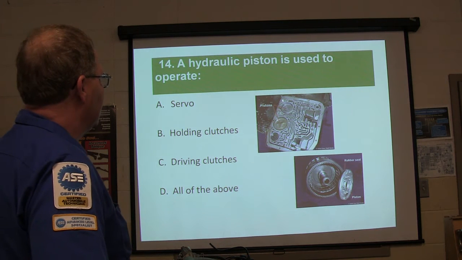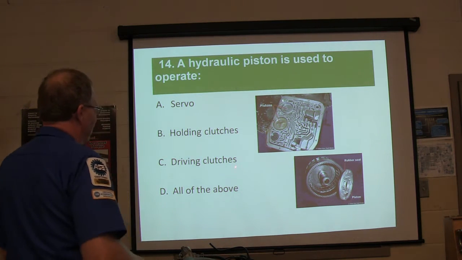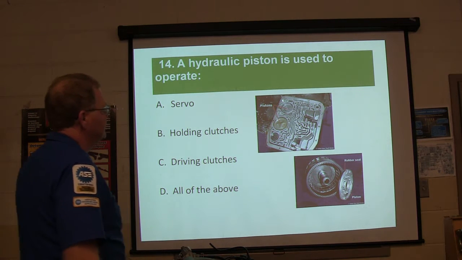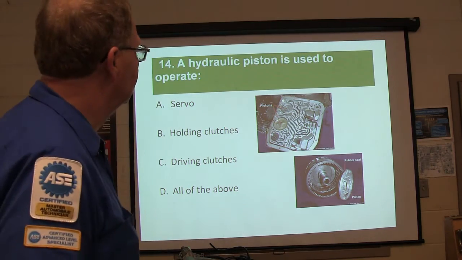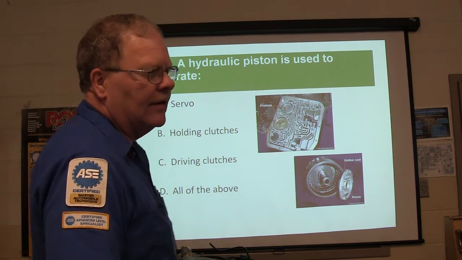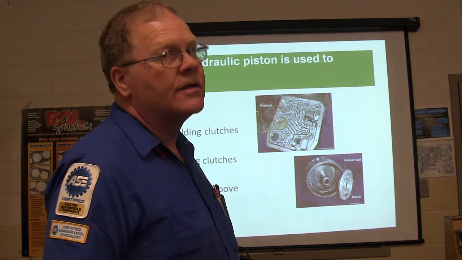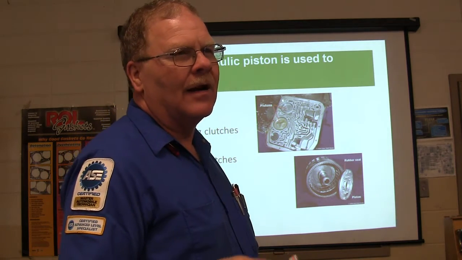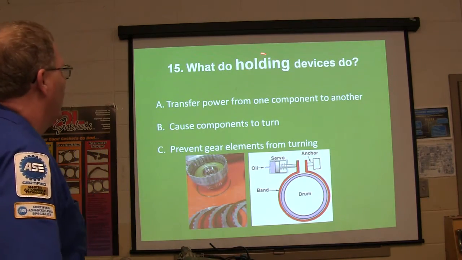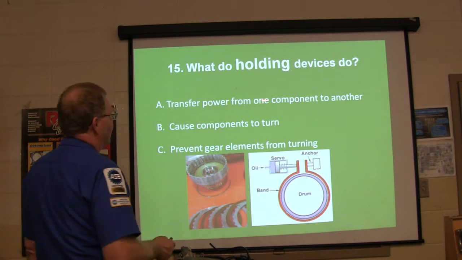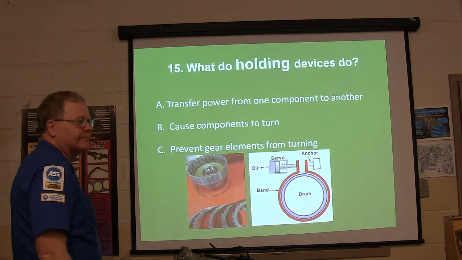A hydraulic piston is used to operate what? Servo, holding clutches, driving clutches, or all of the above? Now, I will say that there are some clutches in the transmission that are like one-way clutches, and they're actually locked by the direction it's trying to turn. What do holding devices do? Do they transfer power, cause components to turn, or prevent gear elements from turning?